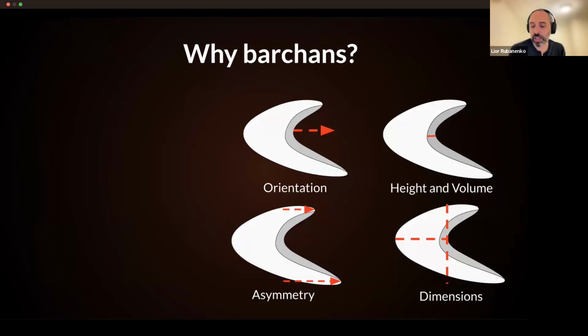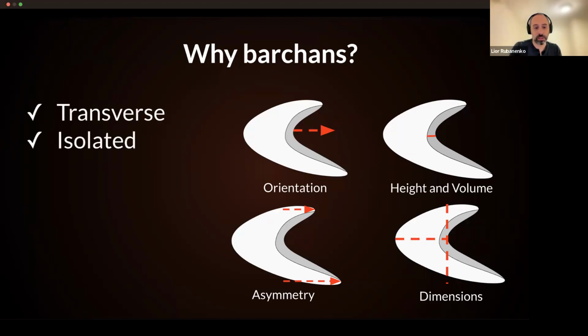And a question that I often get is, why barchans? Why not use other dunes to do everything you're doing? Well, in this case, barchans are transverse, and the theory for the relationship between the properties of the atmosphere, of the fluid, and transverse dunes is pretty solid. So this is a plus.